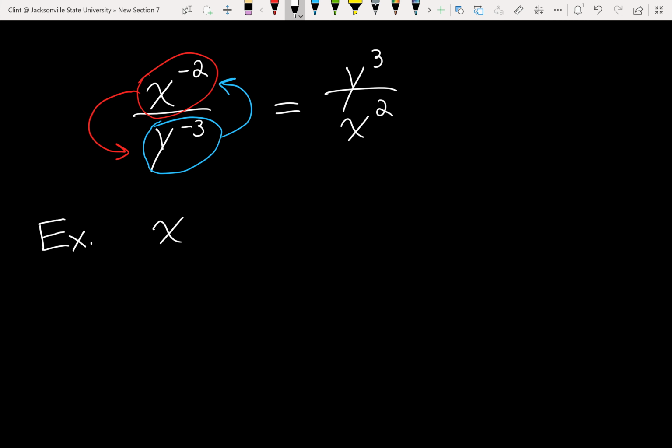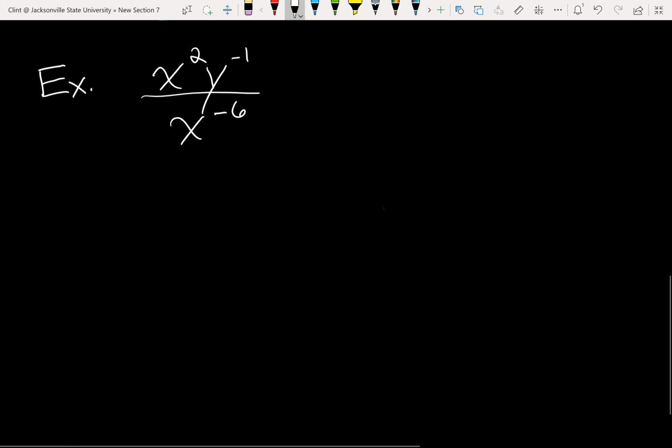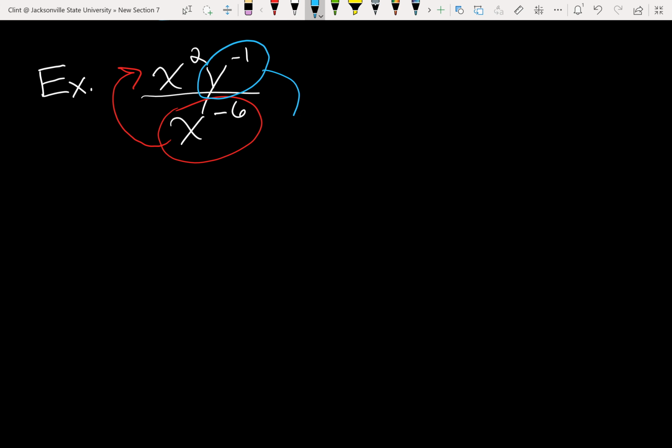So let's look at this problem. X squared times y to the negative 1 power, over x to the negative 6th power. You can do these in a couple of different ways. To me, the very first thing I like to do is get rid of the negative exponent. So that means this term's going to move up to the top because it has a negative exponent, and this term's going to move down to the bottom because it has a negative exponent.